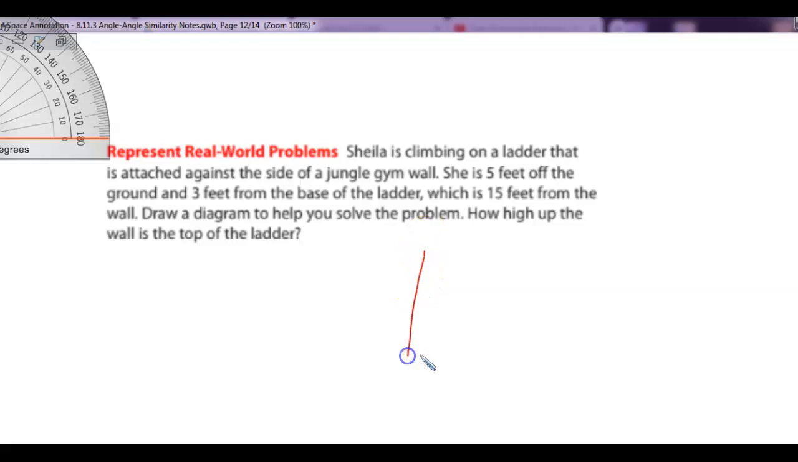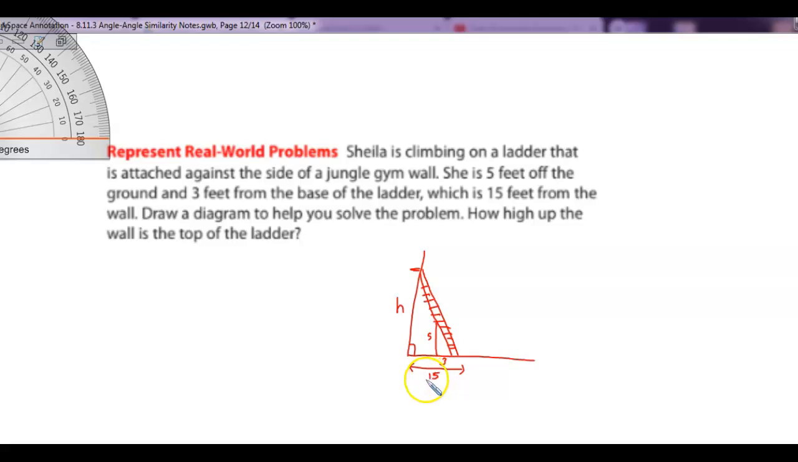So here you have your gym wall, and we know that it's always going to be at a right angle. And then you have this ladder that she's climbing. She is 5 feet off the ground and 3 feet from the base of the ladder. So she's, say, here. So this is 3 and this is 5 feet. The 15 feet from the wall is the bottom of the ladder altogether. And we want to know how high up is the top of the ladder. So from here to here.